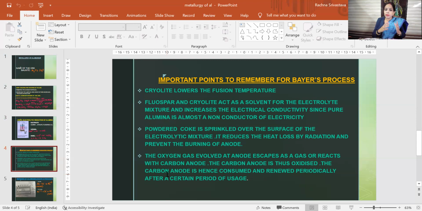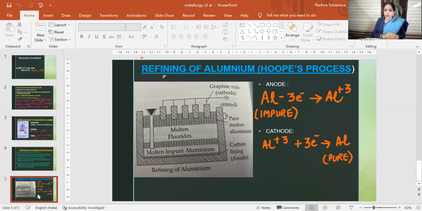Please don't forget, metallurgy is an industrial process where we are aiming to extract the metal on a large scale. Then comes the last step, that is refining of aluminium. This refining of aluminium is done by Hoope's process. Now, here is the diagram. You can see molten impure aluminium is taken in the electrolytic cell. These graphite rods act as the cathode. The carbon lining in the electrolytic cell acts as your anode.